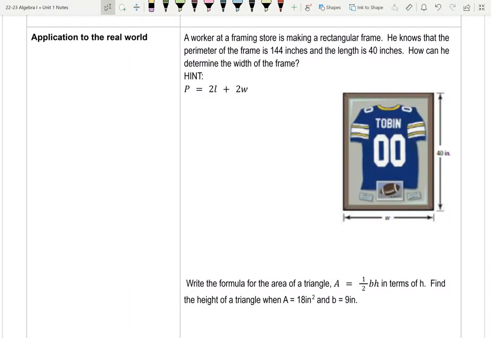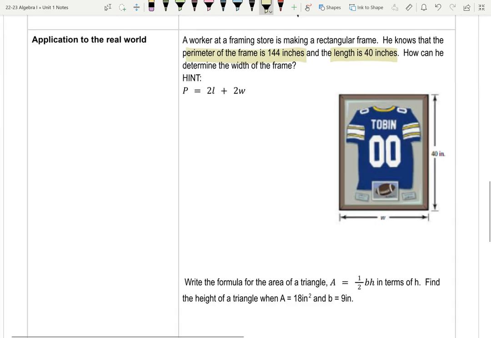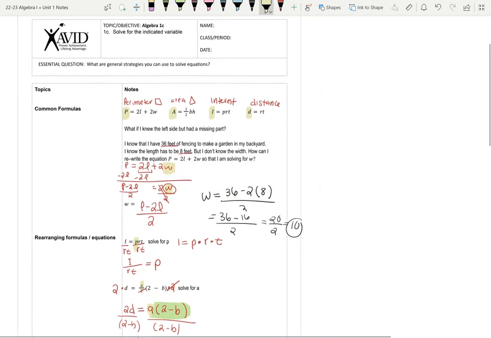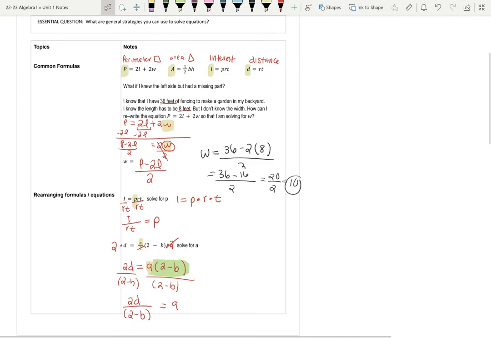All right, now we're going to try a real world problem. So a worker at a framing store is making a frame. It's rectangular, and he knows that the perimeter is 144. So I'm going to highlight that. And the length is 40. So how can he determine the width of the frame? So one way we could do this is to rearrange the problem for W, but we kind of already did a similar thing up above here in rearranging the problem.